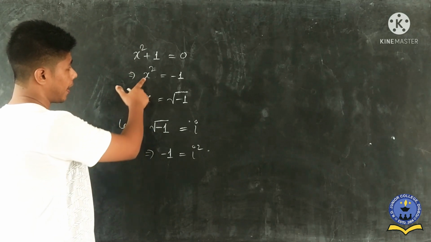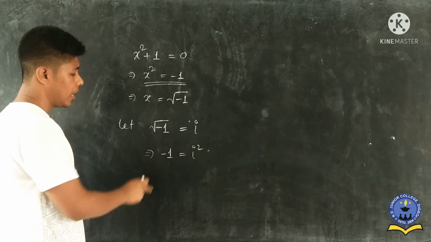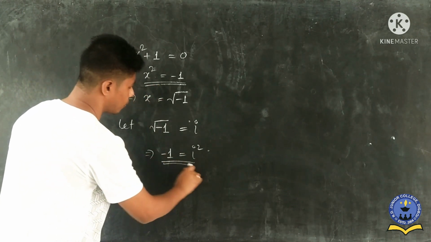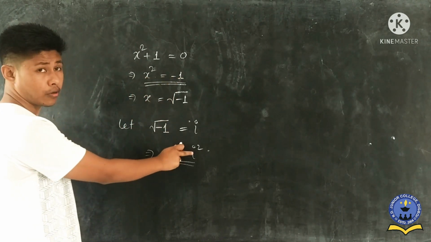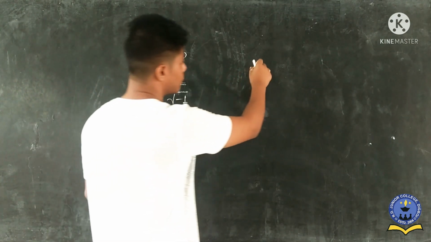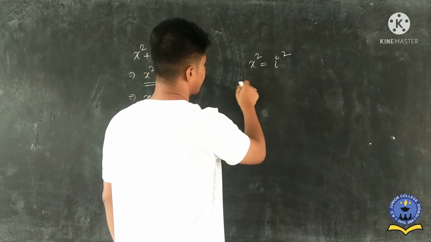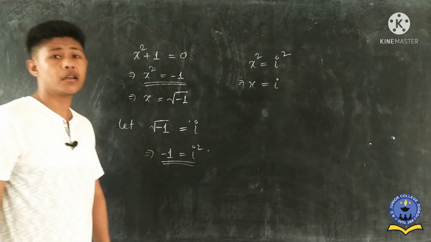If you see here, x square equal to -1, as well as here -1 equal to i square. If we compare these two, we simply write x square equal to i square, and from here we get x equal to i. So x equal to i is the solution.